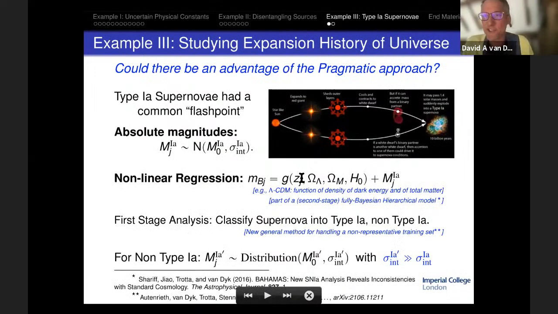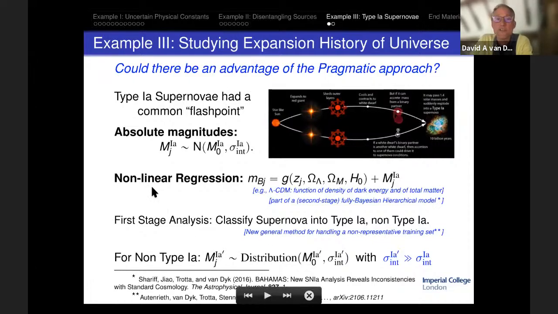Last example, shifting away from X-ray observations to cosmology, just to show you one other kind of thing to think about in this context. Could there be an advantage to the pragmatic approach? So this is an example where I think the pragmatic approach might actually be the way to go.